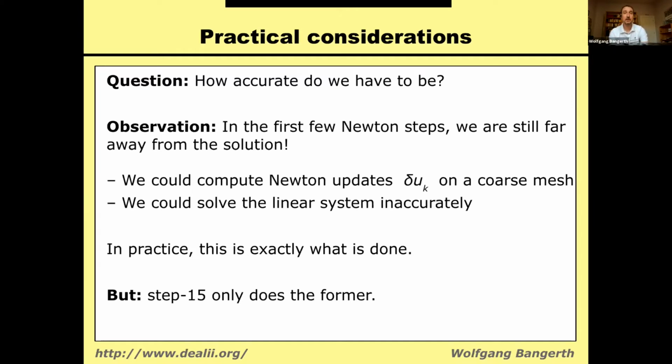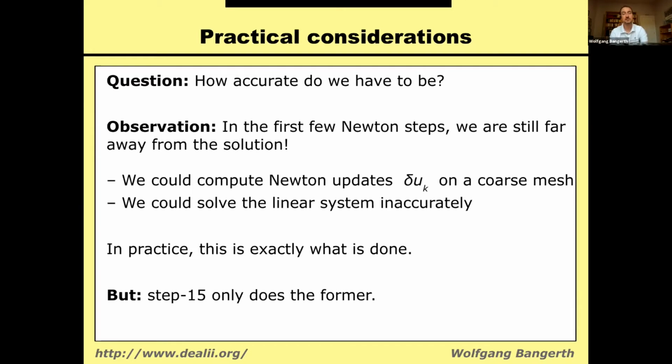So you could compute, for example, these Newton updates on a coarse mesh. That's what step 15 does. But you could also solve the linear system inaccurately. Maybe we don't need to solve the linear system to very high accuracy with very small tolerances, but could do it only inaccurately, right? And if you look at what big practical codes for real problems do, that's exactly what they do. They solve the initial updates on a coarse mesh and only gradually make the mesh finer, but they also solve the linear system inaccurately.